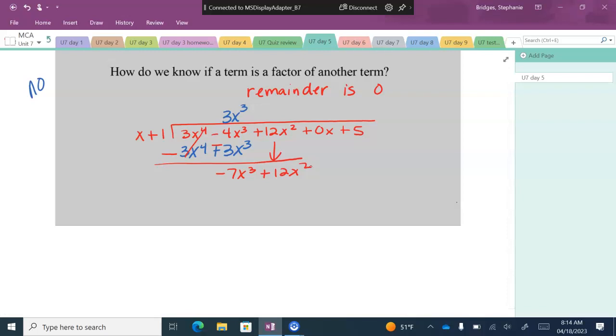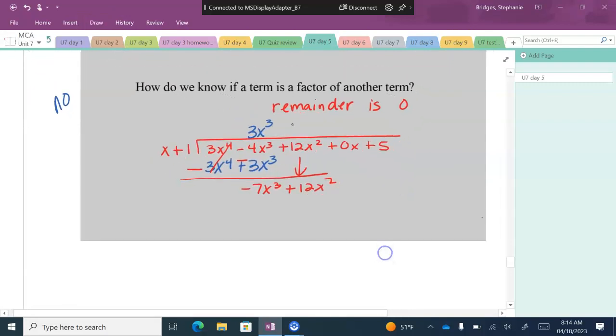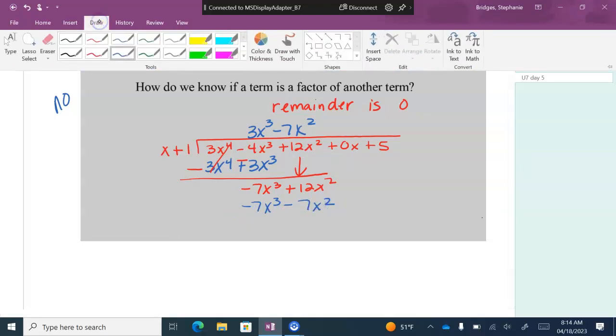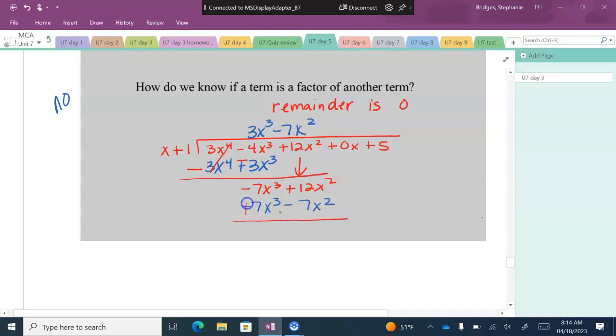All right, starting back over. What do I multiply x by to turn it into negative 7x to the 3rd? Negative 7x squared. We're going to multiply. That's going to give me negative 7x to the third minus 7x squared. We're going to draw our line and change our signs. The 7x's cancel. 12x squared and 7x squared gives me 19x squared. I'm going to bring down that 0x.